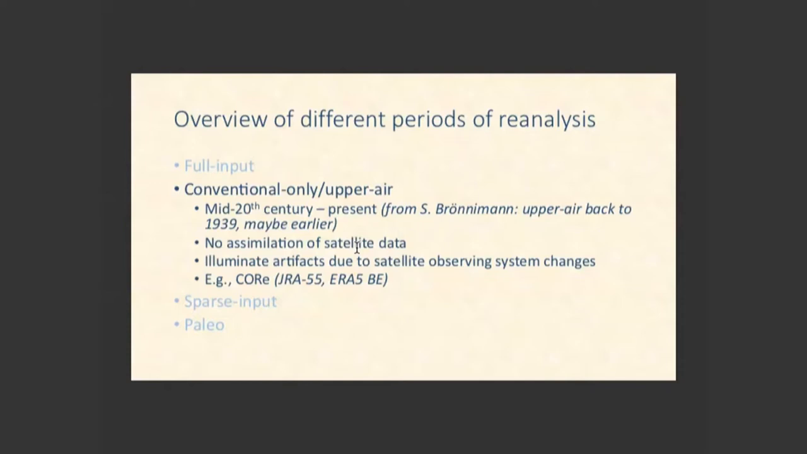We would then avoid as many observing system changes as possible by not assimilating satellite data at all. I think this could be really useful, and coming from the sparse input side, it is useful to illuminate artifacts in the full input reanalyses due to observing system changes. It might be really obvious if you have a satellite come online and you see your signal jump, but if you see a trend, how do you know if that trend is real? If you have another data set that doesn't assimilate some satellite that you're a little bit worried about, and you do see the same trend, or you don't see the trend, then that could give you some evidence about whether that trend is real or due to your observations.